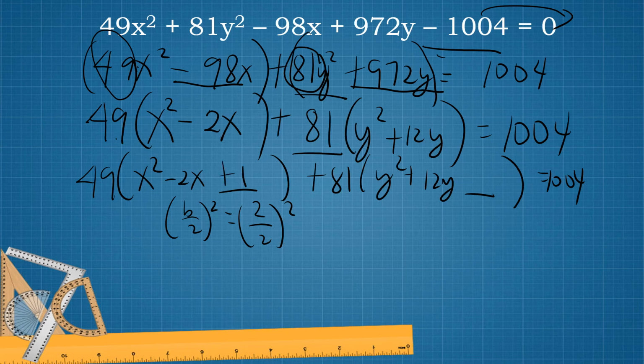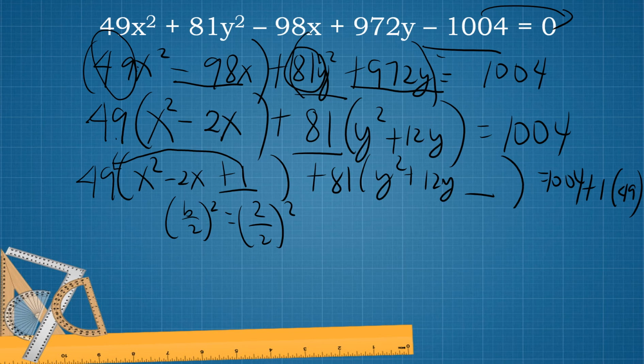So since nag-add tayo dito ng plus 1, therefore, we're going to add here plus 1 times 49. Bakit may times 49? Kasi, ang in-add natin dito hindi lang 1. Meron pong nasa labas ng parenthesis, which is 49. Therefore, we need to add plus 1 times 49.